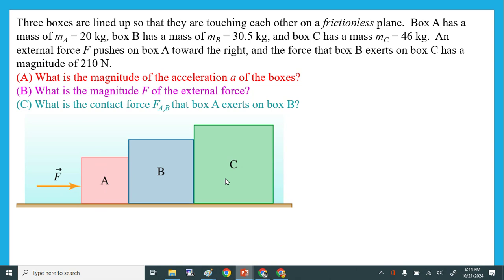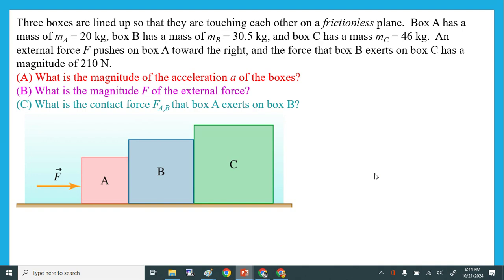Okay. And it tells us in this particular problem, slightly different, that the force that B exerts on box C has a magnitude of 210. So rather than giving us this particular applied force, it tells us the contact force, which is between B and C, and it wants us to find the magnitude of the acceleration of the boxes. Part B wants us to find the magnitude F of the external force, aka the applied force here on the left side, and C wants us to find the contact force that box A exerts on box B.